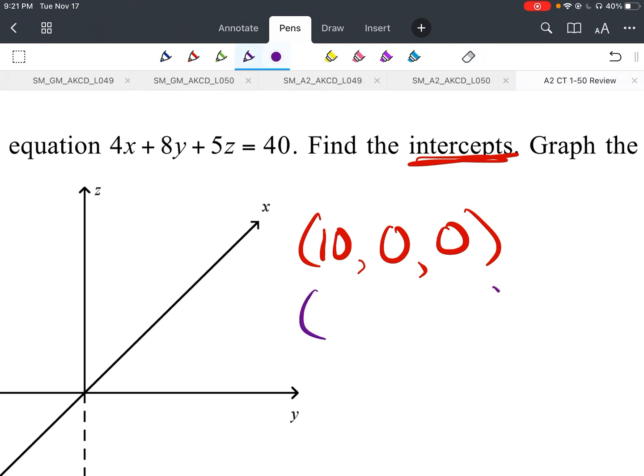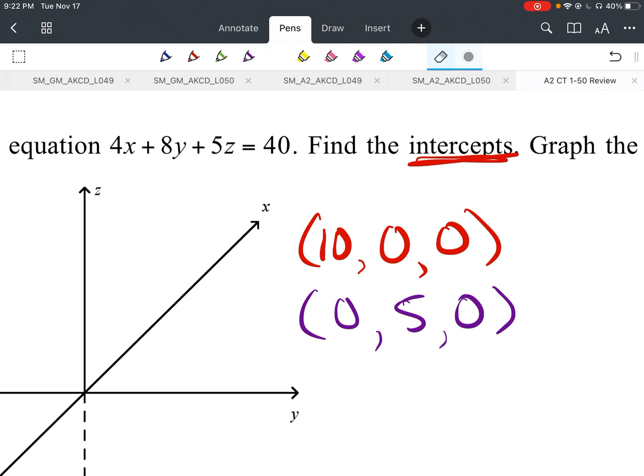Now, let's do it again for the next one. Let's do the y value. So make this 0, make this 0. And if I covered up this one and this one, I'll get 8y is 40. Well, 40 divided by 8 is 5. And so that one's good.